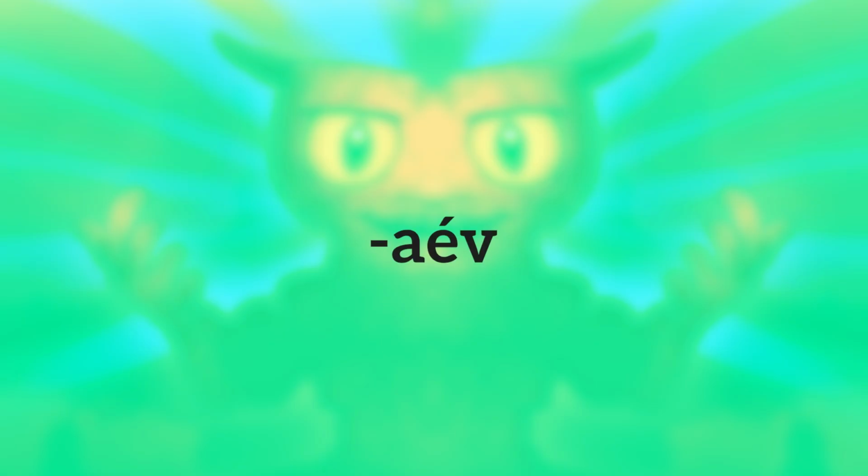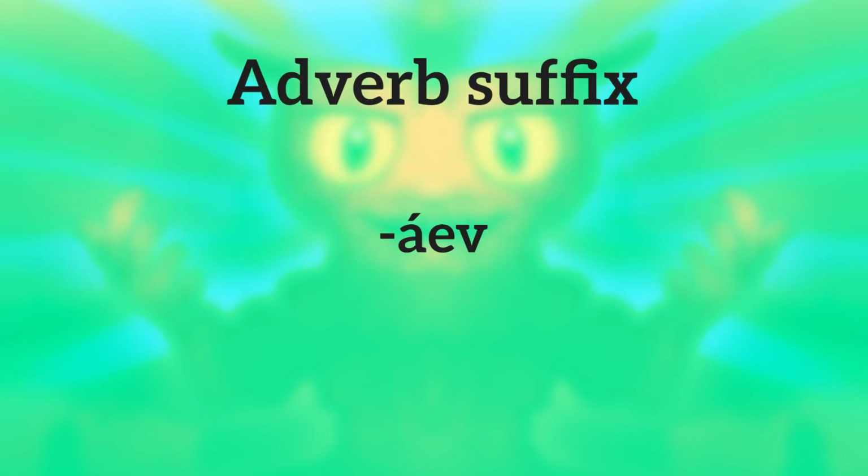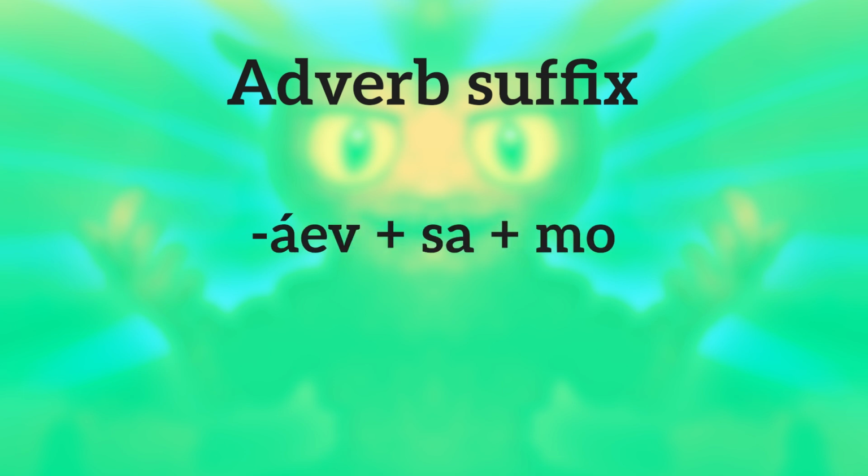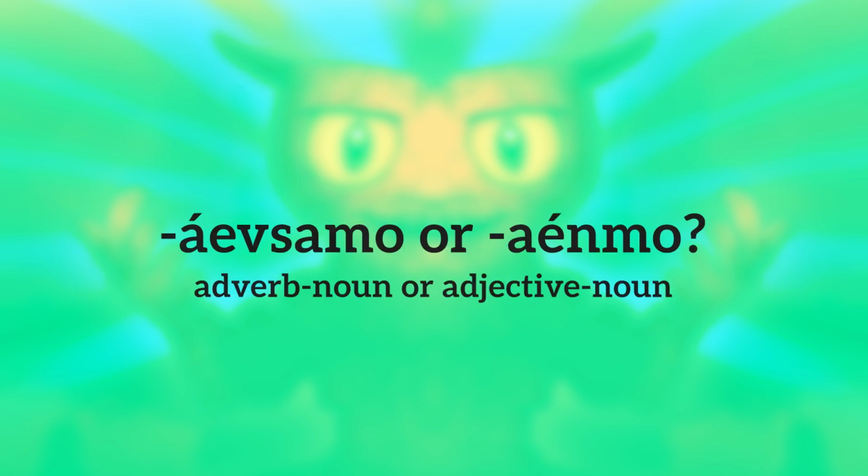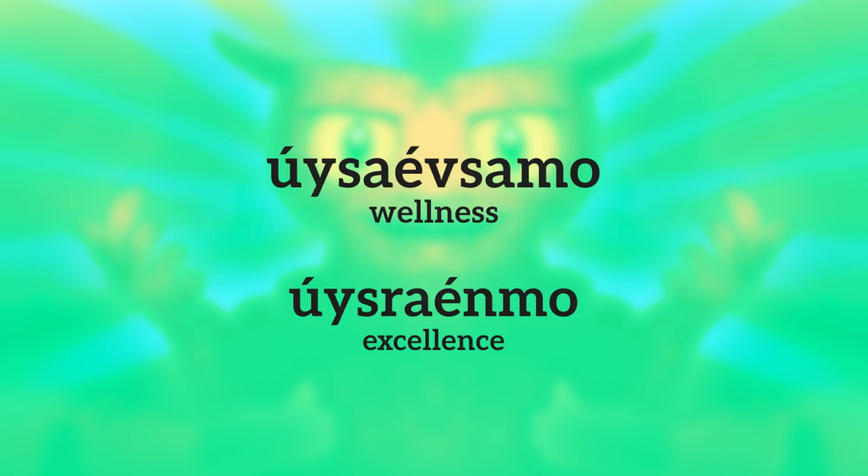Ev is the suffix for adverbs. Making a noun or verb out of it requires 2 suffixes, sa and mu, which makes a combined suffix, evsamu. Both suffixes are used in contexts of converting a word into noun.